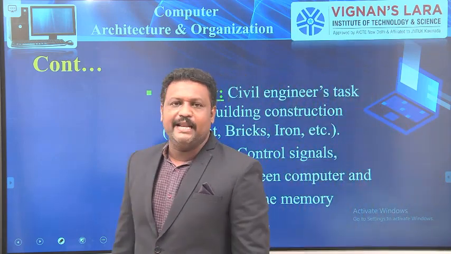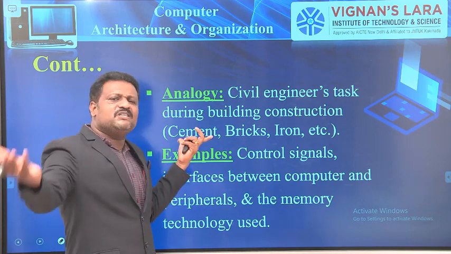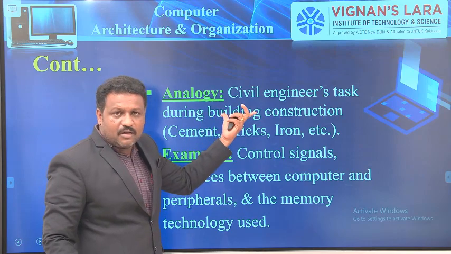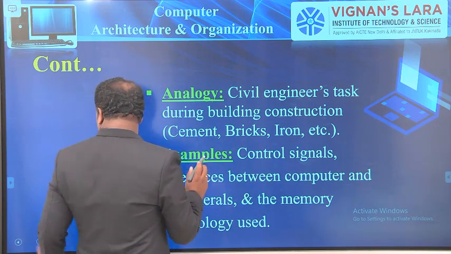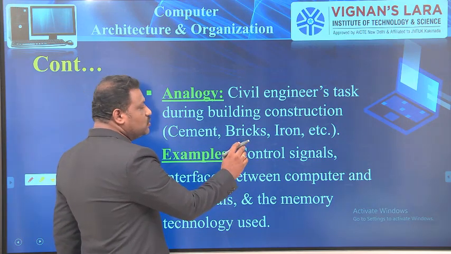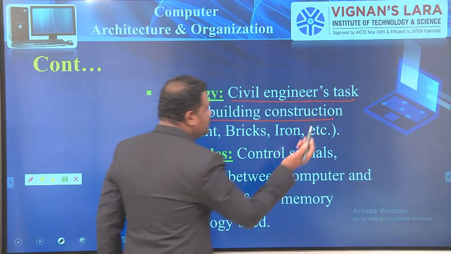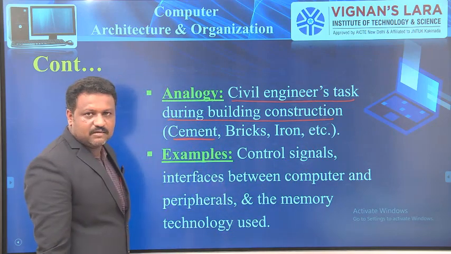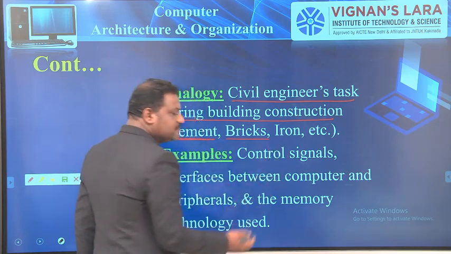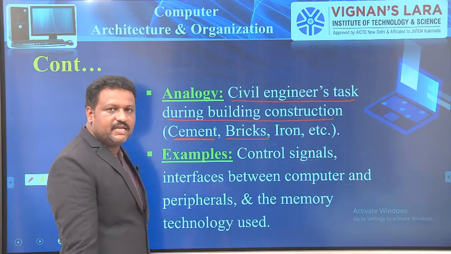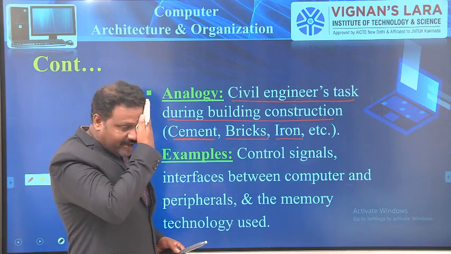The analogy for computer organization is a civil engineer's task during building construction. He selects how much cement is needed and what type of cement, which indicates the manufacturer, what type of bricks, what their sizes are, how many bricks are needed for construction of our building, as well as how much iron and how much wood is needed. All these things are taken care of by the civil engineer.